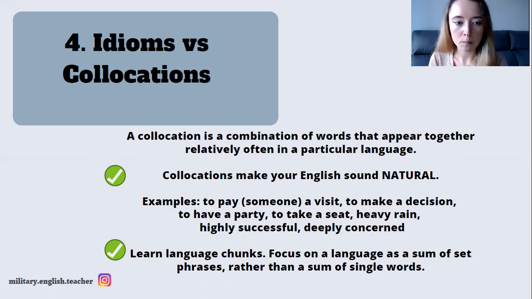So I want to give you some examples of what collocations are. To pay someone a visit. This means to visit someone. Okay, you can say to pay someone a visit. You're not paying for anything. Okay, it means to come over to visit someone in their house.